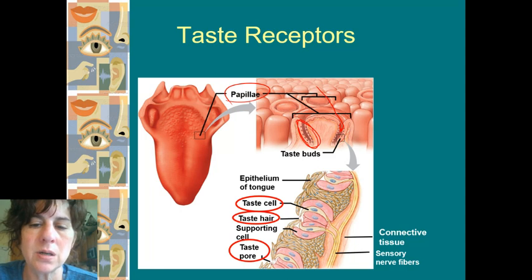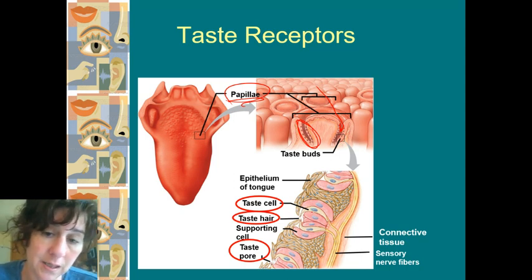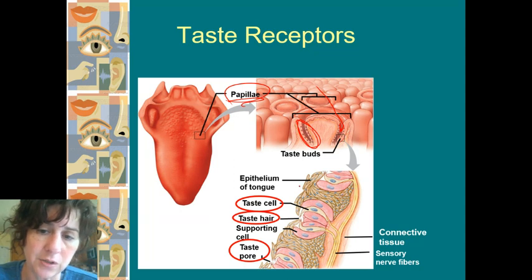So all these little dark spots that you see right here are actually the taste buds. They're located within that. It's not the whole thing itself. That's just one papilla, and it contains many taste buds. If I take one of those taste buds and blow it up, you're going to see that there's a lot of cells. You have a bunch of support cells, and then you have the actual taste cells.